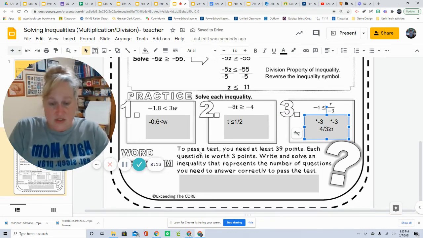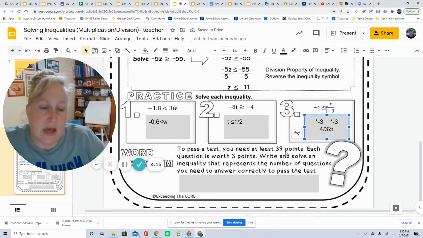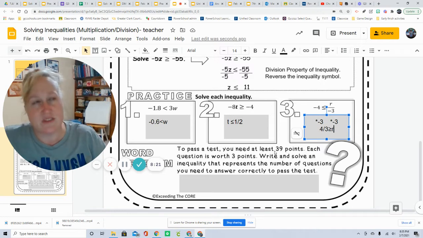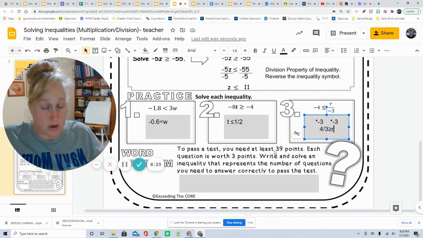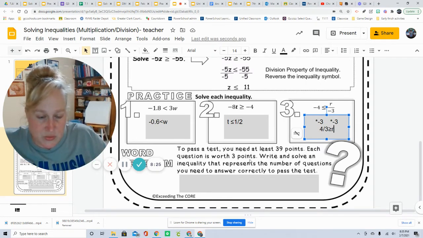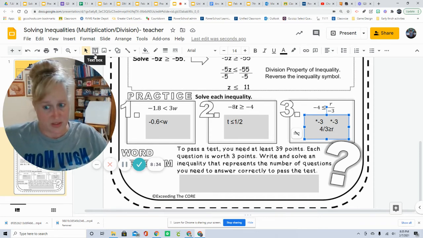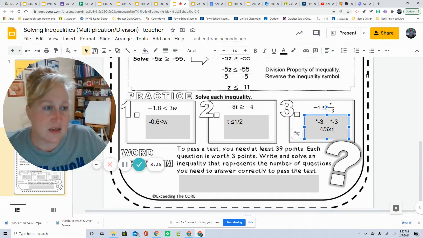All right, this last one: to pass the test, you need at least 39 points. At least is one of my clue words. So I need at least 39 points. That means I want 39 or more. Each question is worth 3 points. Write and solve an inequality that represents the number of questions you need to answer correctly to pass the test. So the first thing I'm going to do is try to solve what I need to get 39 points.